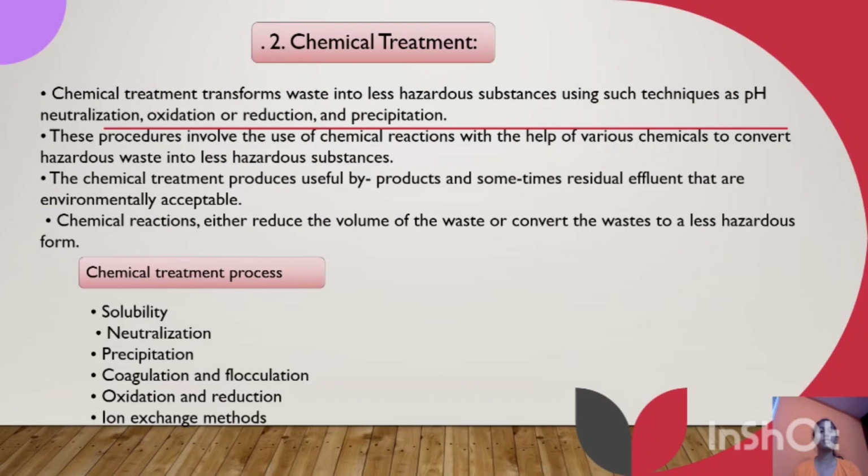The procedure involves the use of chemical reactions with the help of various chemicals to convert hazardous waste into less hazardous substances. These are chemical treatment processes: solubility, neutralization, precipitation, coagulation and flocculation, oxidation and reduction, ion exchange methods.